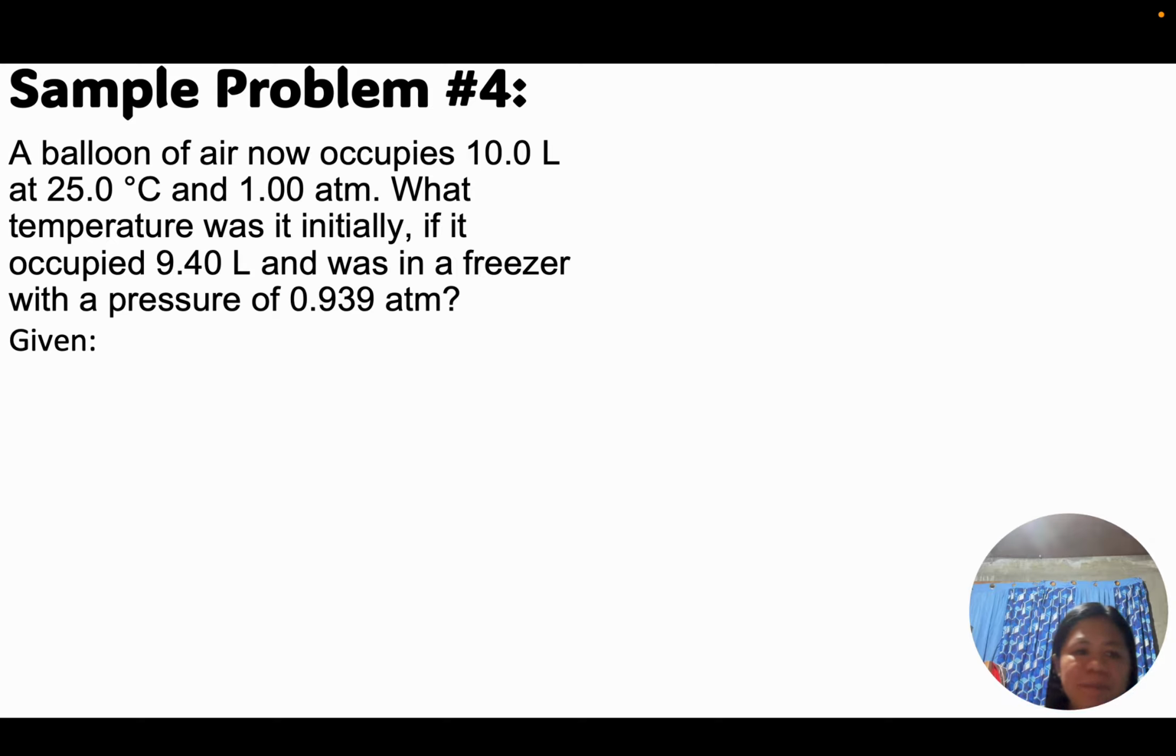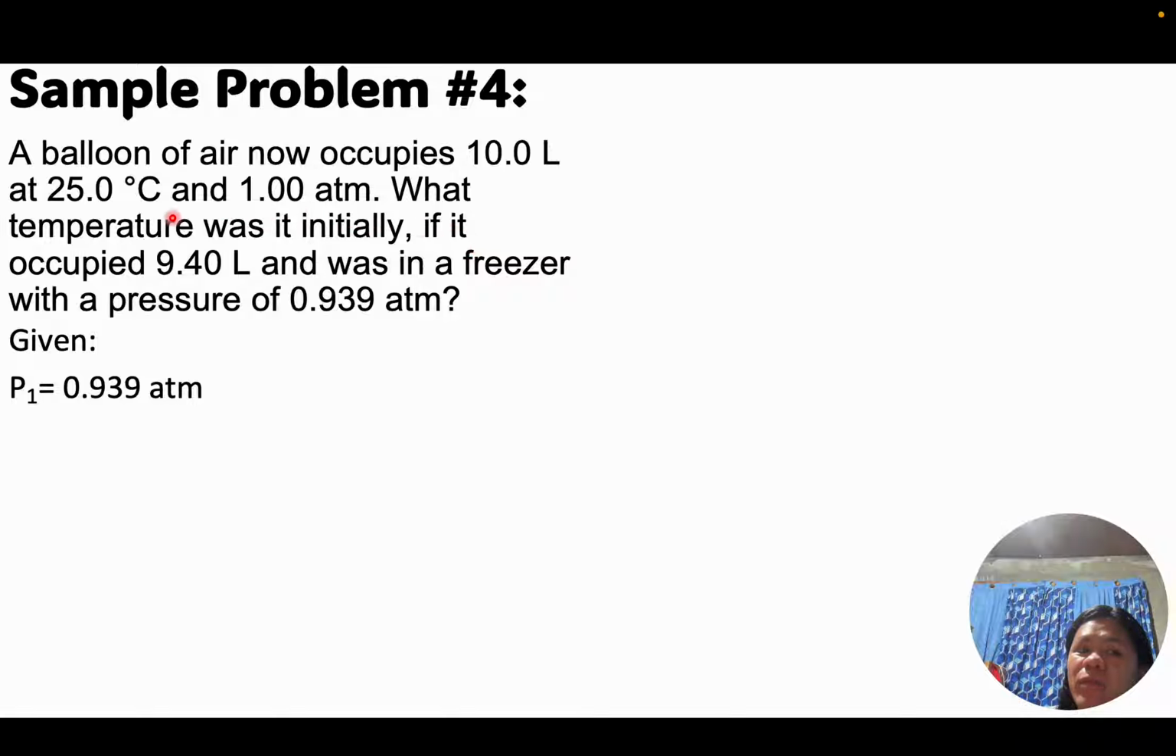So, ang given natin, ang P1 natin is what? Bakit 0.939? Take note sa question, what temperature was it initially? So, meaning, nauna binigay yung later. A balloon of air now occupies... So, meaning, yung ngayon and before yung natin, yung meaning nito. So, ngayon daw, ang balloon of air is nag-occupy siya ng 10 liters at 25 degrees Celsius and 1 atm. Ang question is, ano daw siya initially?